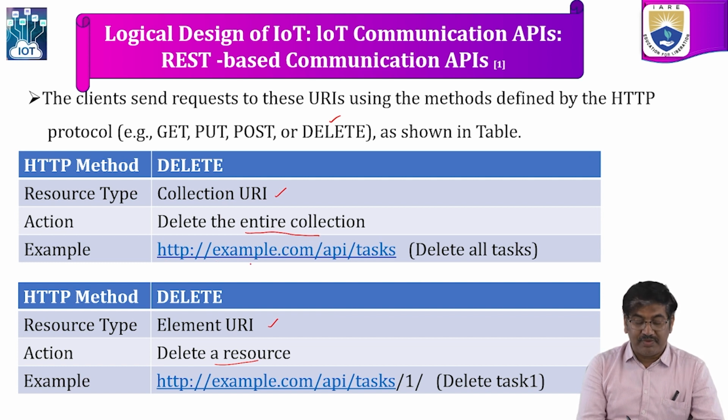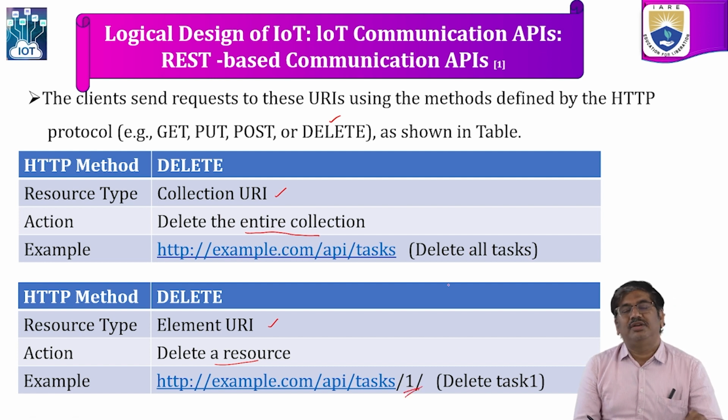Example, http://example.com/API/task, where it is going to delete all the tasks which will be there in the request. Whereas in the element type, we mention which particular task we want to delete.